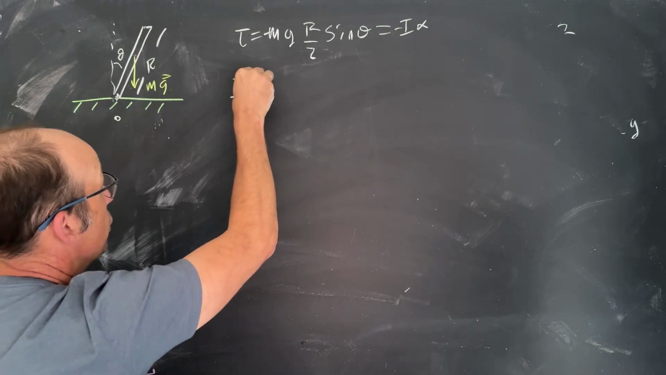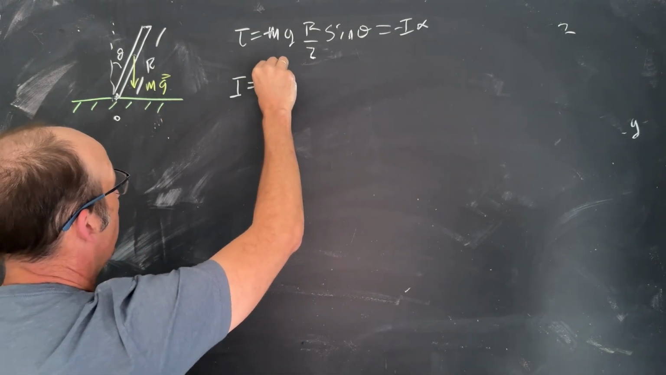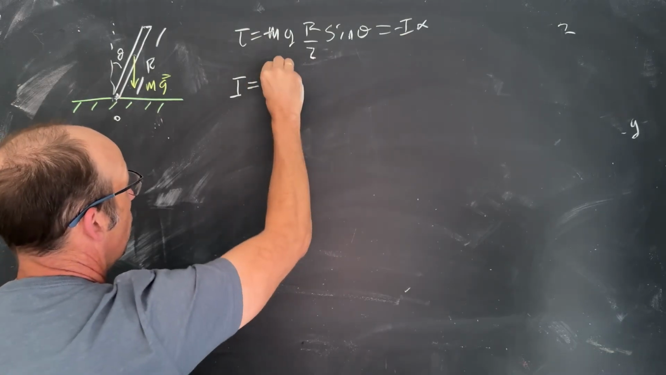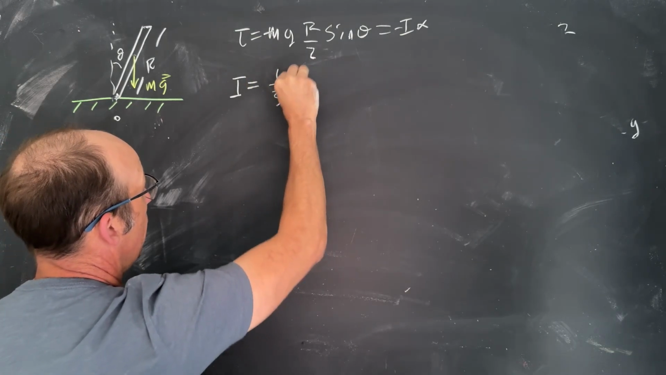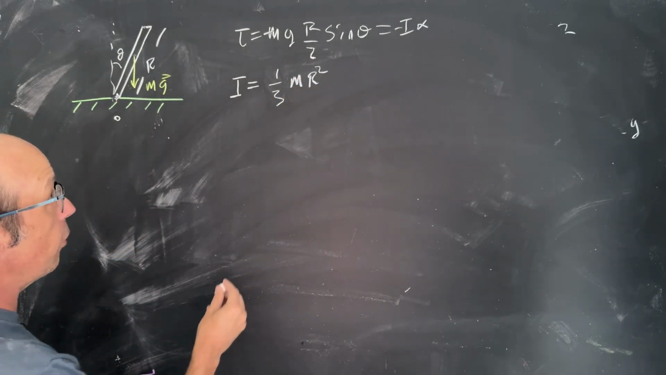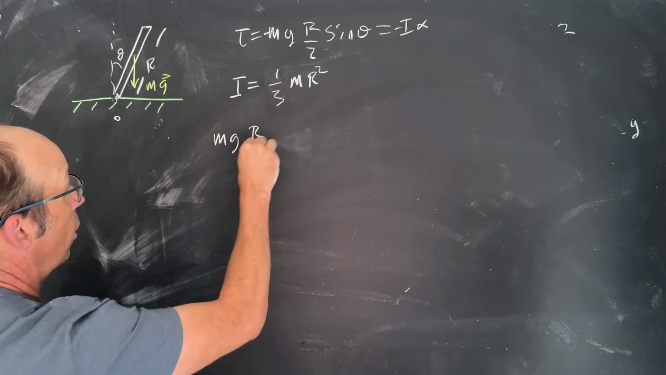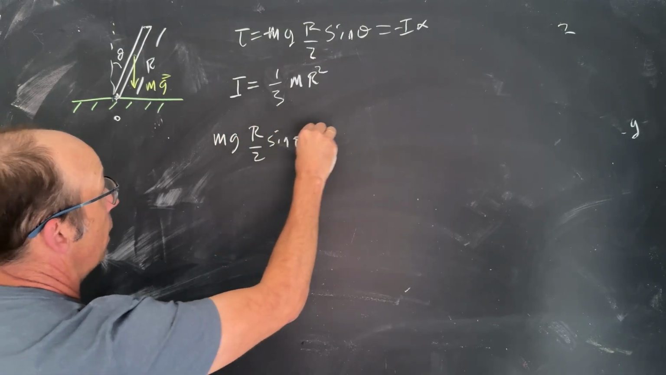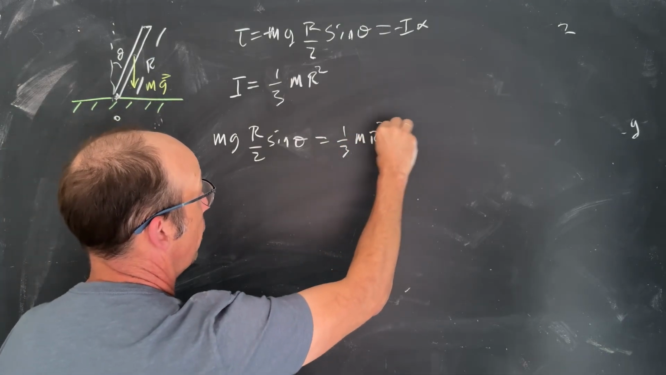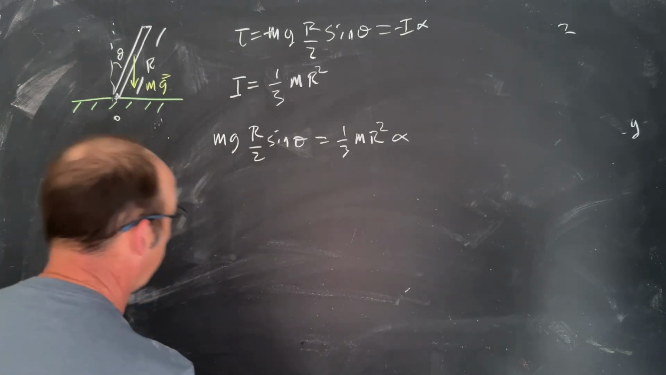The moment of inertia of a stick about one end is 1/12. No, it's 1/3. 1/3 m r squared. So our equation of motion, the negative signs cancel, looks like this: mg r over 2 sine theta equals 1/3 m r squared alpha. And we want to model the motion of this. So let's put a box around that. That's a really important equation.